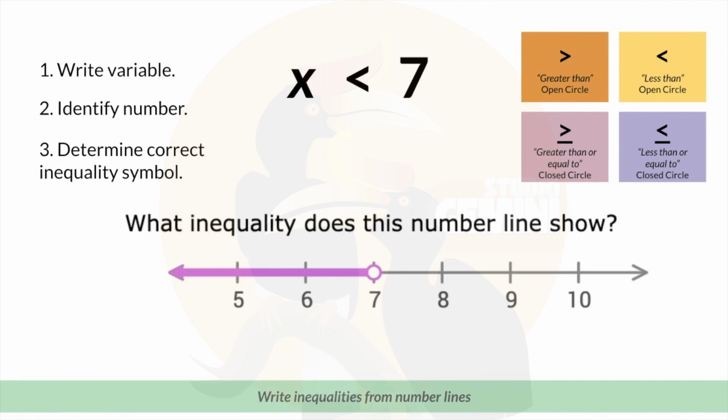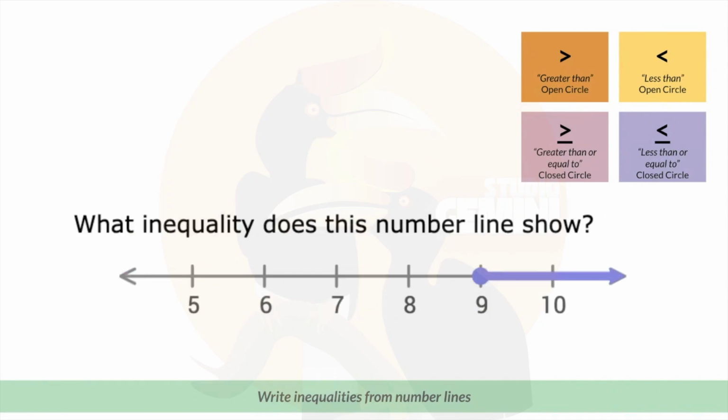To check our solution, we can substitute 6 into our inequality statement. When we substitute 6 in for x, we get 6 is less than 7, which is true. Now let's try substituting in 7. Remember that because we have an open circle at 7, it should not be a solution to our inequality. When we substitute in 7, we get 7 is less than 7, which is not true. This means that our inequality statement is correct.